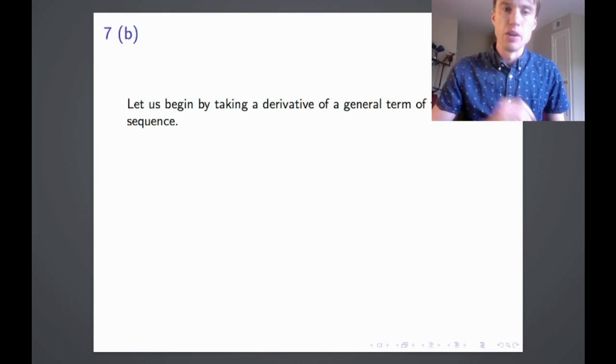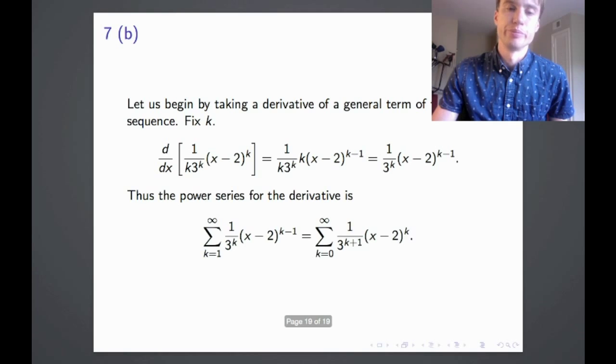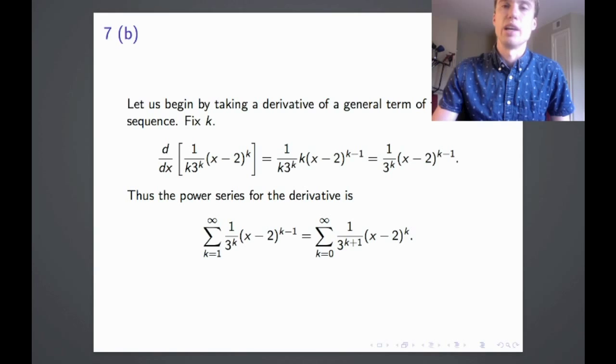Alright, 7b. Remember in 7b, we were asked to take the derivative of the series, and we'll do that by taking the derivative term by term. So a general fixed k term will be 1 over k 3 to the k times (x minus 2) to the k. After we differentiate this using the power rule, we get k over k 3 to the k times (x minus 2) to the k minus 1, which simplifies to 1 over 3 to the k times (x minus 2) to the k minus 1. Thus we can find the power series for the derivative as the sum from k equals 1 to infinity of 1 over 3 to the k times (x minus 2) to the k minus 1. And if we're interested, we can re-index so that we have only k powers here.